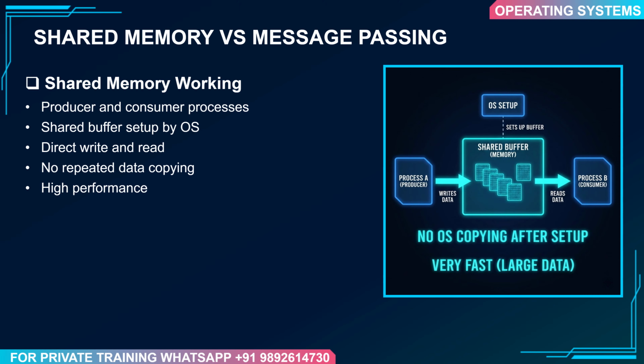Now let us see how this works in an operating system context. Suppose process A produces some data and process B consumes that data. With shared memory, the operating system sets up a shared buffer in memory. Process A writes the data into this buffer. Process B reads the data from the same buffer. There's no need for the operating system to copy the data back and forth after the setup. This makes shared memory very fast, especially when large amounts of data are involved.